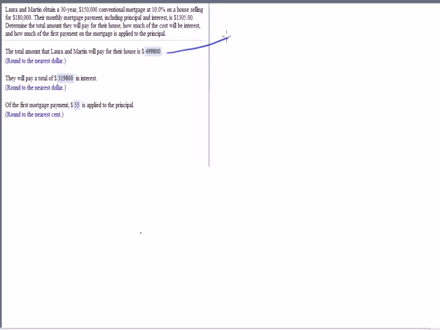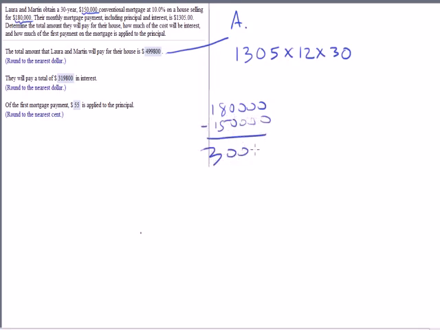So kind of off to the side here, let's do this. We'll call this part A. What they're going to do in this problem is make $1,305 payments every month for 30 years. In addition to that, they borrowed $150,000 and they bought a house that sold for $180,000. This is going to mean 180 minus 150. That means they paid $30,000 when they first moved in. They paid a $30,000 down payment.